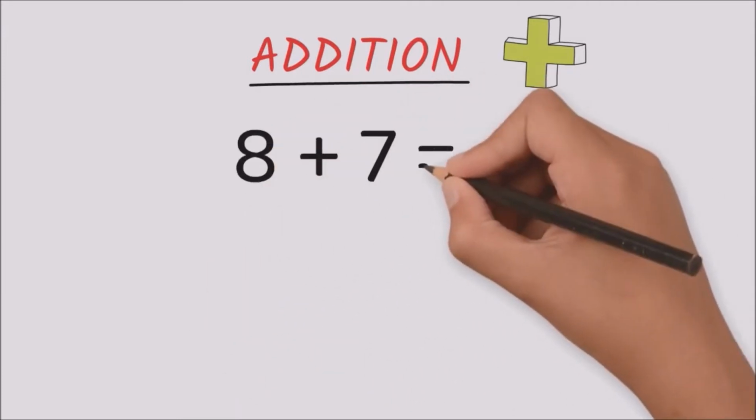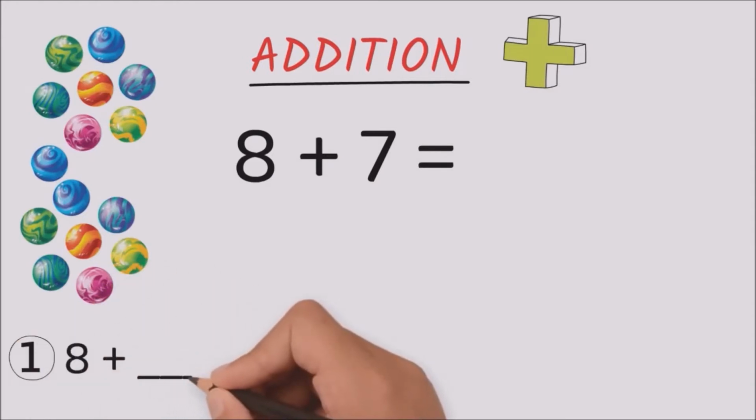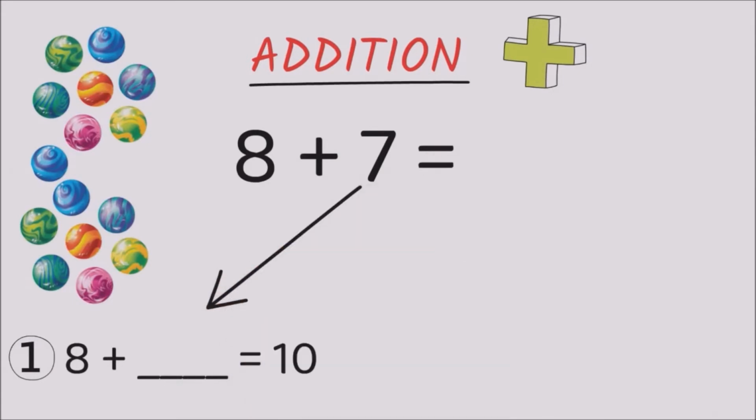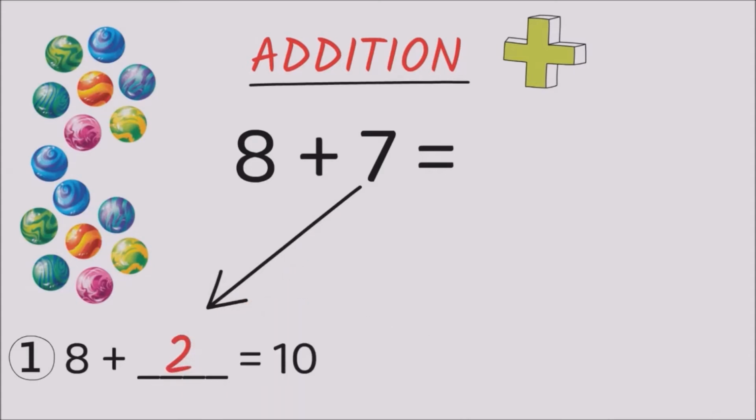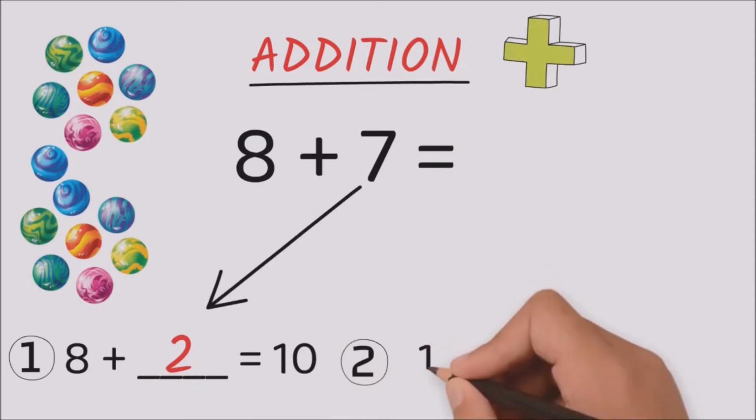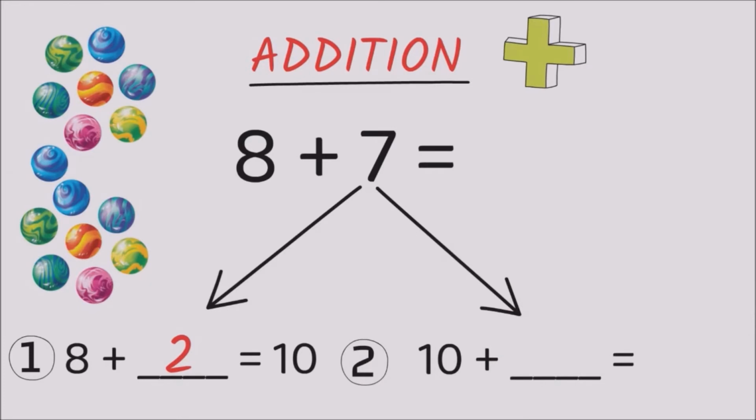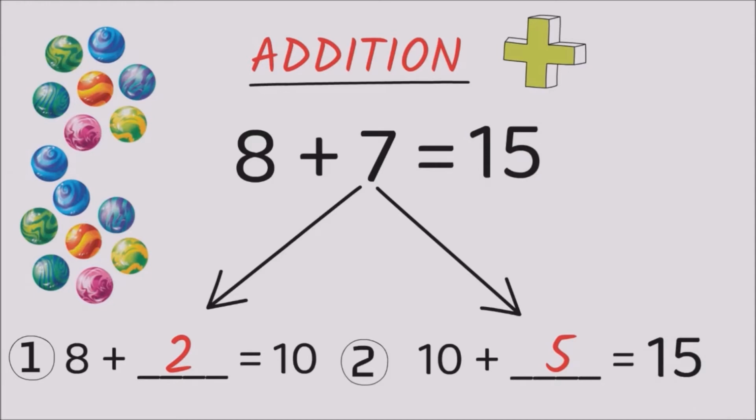We start with the bigger number as always when adding, and the first step is to break apart the second number so that we can count up to 10. So we ask ourselves, what do we add to 8 to get to 10? And the answer is 2, because 8 plus 2 equals 10. The second step is to add the remaining amount to 10. So we've already added 2, so now we need to add 5 more. And by adding 5 to 10, well, that's easy because the result is 15. So 8 plus 7 gives a result of 15. So Jason has 15 marbles.